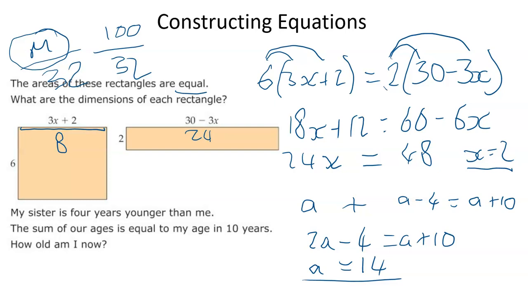And for these questions, you just have to try and pick one term, one variable, like the me person's age, and then describe everything else in terms of that. So the sister's age in terms of A, the age in 10 years in terms of A, and then you can follow those instructions to say what is equal to what. The sum is equal to that age in the future. Once you've constructed it, then you're back to just solving, which if you're not able to do that, well, that's another video.